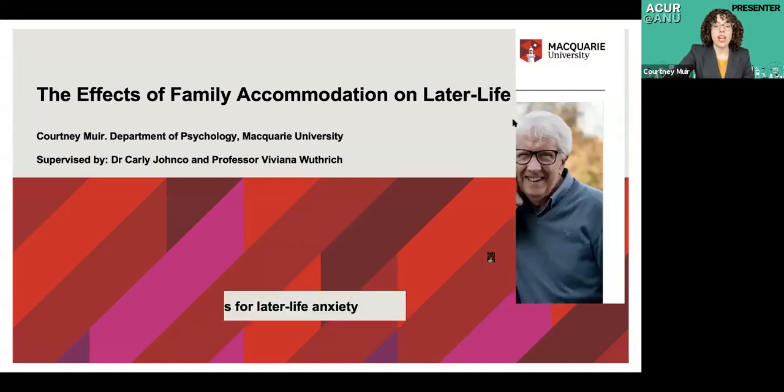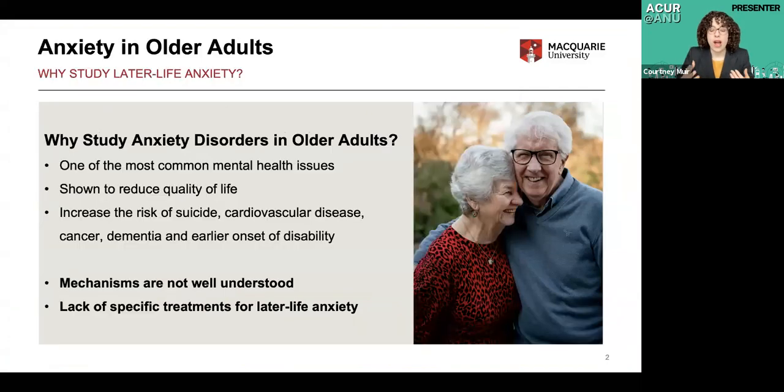To start, I want to go over why we want to study older adults and why it is important to look at anxiety in older adults. One of the main reasons is that anxiety is one of the most common mental health issues affecting older adults. Research shows it reduces quality of life and can increase the risk for suicide, cardiovascular disease, cancer, dementia, and even earlier onset of disability.